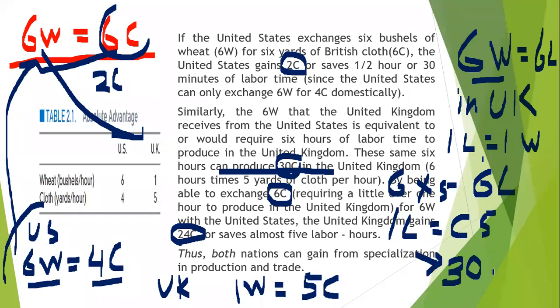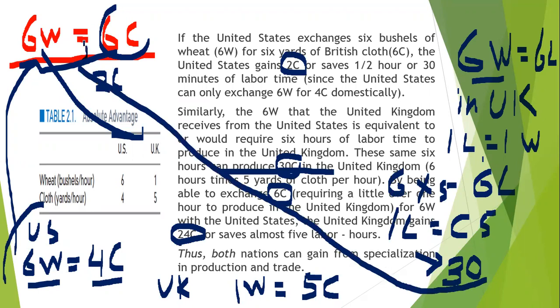From these 30 units of cloth, the United Kingdom is giving 6 units of cloth to the US, and the rest, 24 units of cloth, the United Kingdom will have. That means it is very beneficial for the United Kingdom also. See, the trade is useful for both the US and the United Kingdom at the same time.